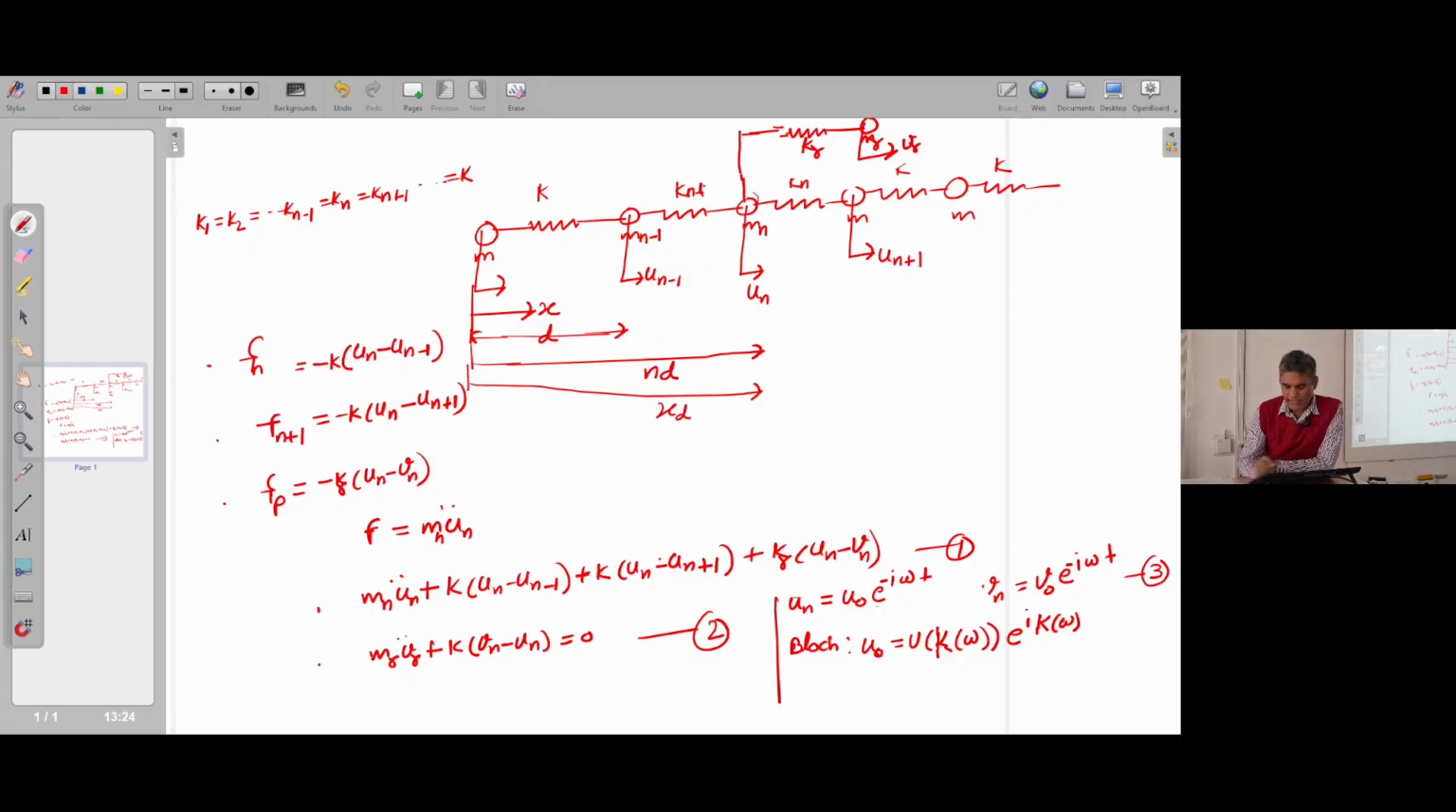Xd is nothing but nd, right? Yes. So actually we can keep this value. We can have the value of u naught from equation number 4 to equation number 3. Similarly, for equation number 3, we can have v naught in terms of capital V, which is a function of kw.